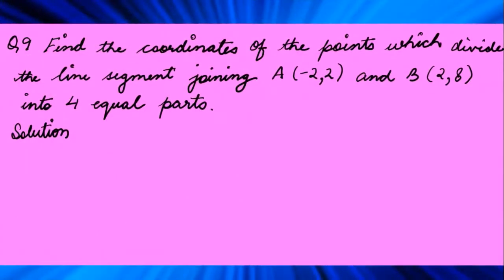Let's continue. Question number 9 is: find the coordinates of the points which divide the line segment joining A(-2, 2) and B(2, 8) into 4 equal parts. They are saying we have a line segment AB, where A is (-2, 2) and B is (2, 8). Now this line segment is divided into 4 equal parts.